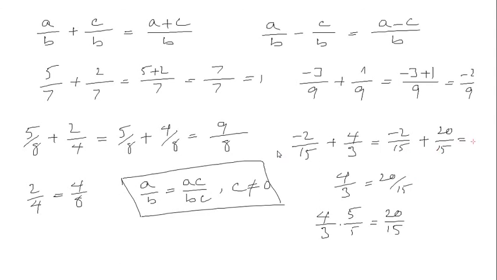So now I'm going to use the common denominator and add up 20 and negative 2, which gives me 18 over 15. Now, I'm not actually done here. I can simplify this. You know that 18 is 6 times 3 and 15 is 5 times 3. So the 3 cancels the 3, and the final answer is 6 over 5.